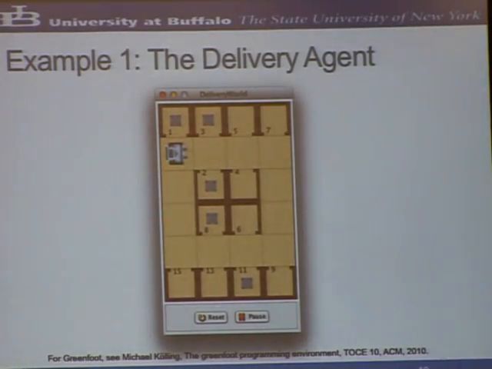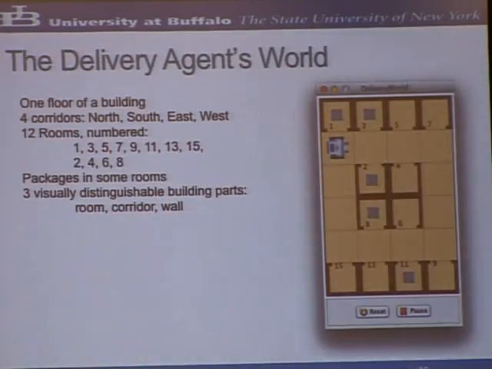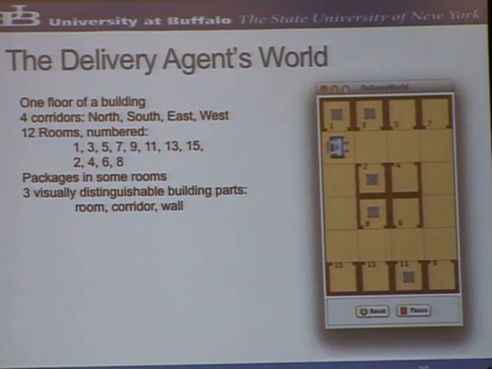So there's what it looks like. So the delivery agent's world, this is based on the building that the computer science and engineering department used to be in until about a year or so ago. So it's a floor of a building. There are four corridors, north, south, east, and west. There are 12 rooms numbered 1 through 15, although not all the numbers are represented. Some rooms have packages in them, and there are three visually distinguishable building parts. That is, the agent might be looking at a piece of corridor, at a room, or at a wall.